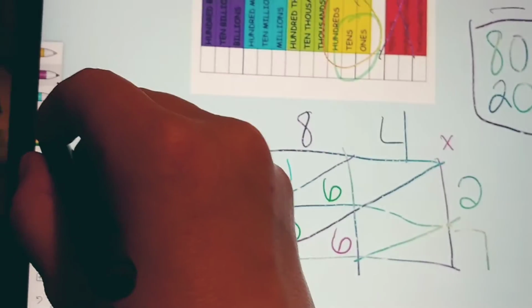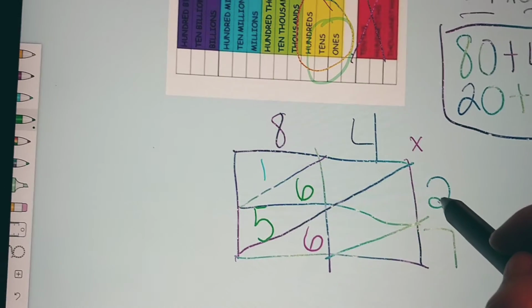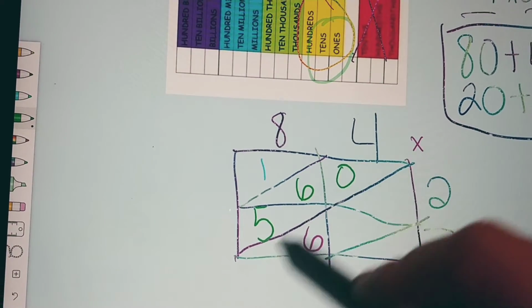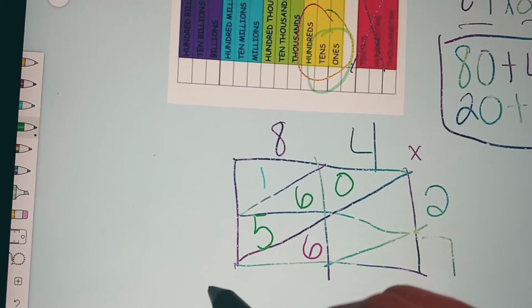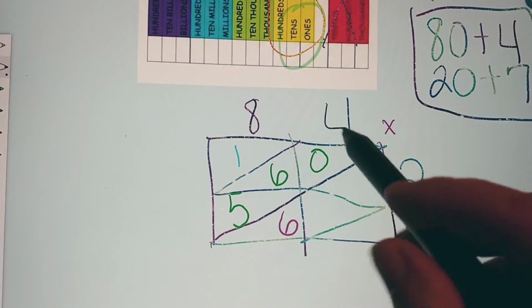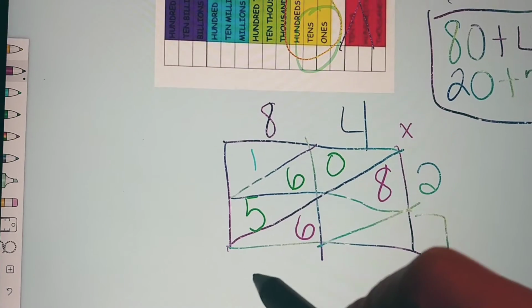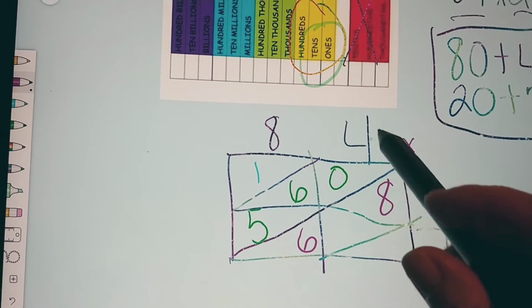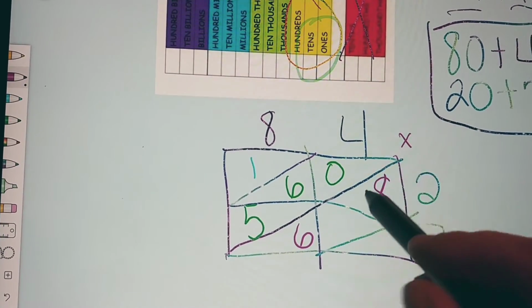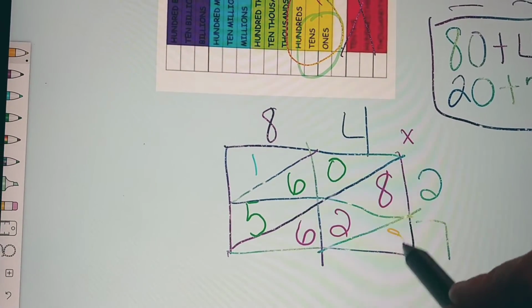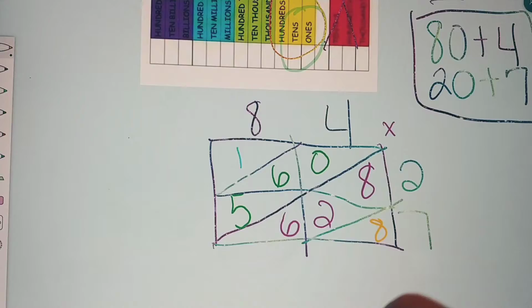Magenta. Okay, I'm going to go back to the green. 4 times 2 is 8. I'm going to make the 0 because there's no number in the tens place. I'm going to make that green, and I'm going to make the 8 magenta. There's a reason. You'll find out in a minute. So 4 times 7 is 28. I'm going to make the 2 magenta, and I'm going to make the 8 gold.